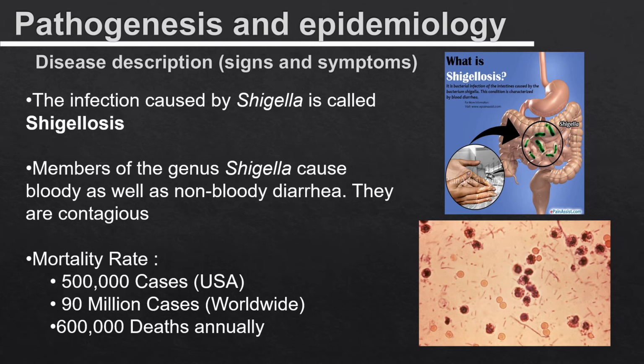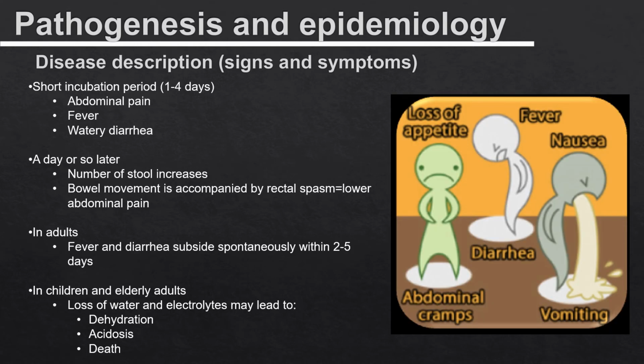However, in comparison, there is an estimate of 90 million cases of shigellosis worldwide. Take note that most cases of this infection occur in children younger than 10 years of age. The mortality rate of shigellosis accumulates to 600 deaths per year worldwide, and 6,900 to 30,000 of these deaths are attributed to foodborne transmission.